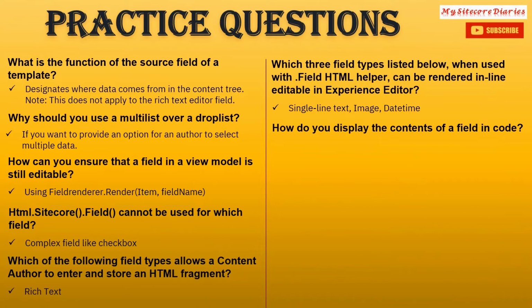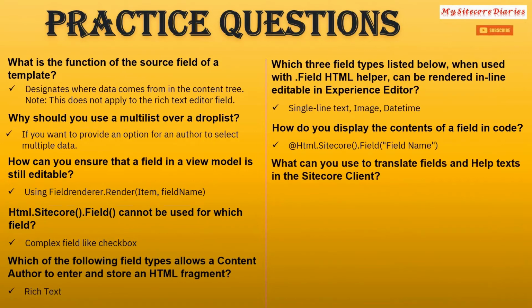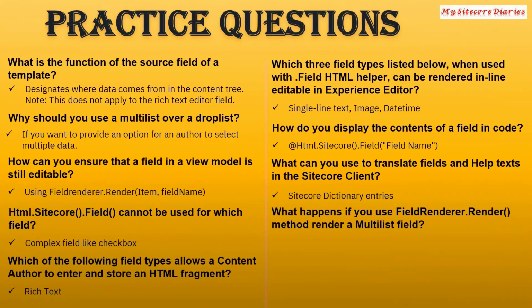How do you display the content of the field in the code? This is a basic code which we have, where we use the field name. What can you use to translate fields and help text in the Sitecore client? So Sitecore dictionary entries we can use to translate field and help text.